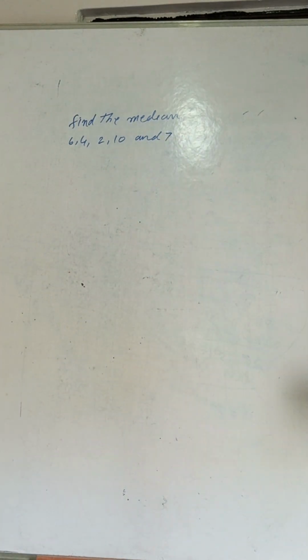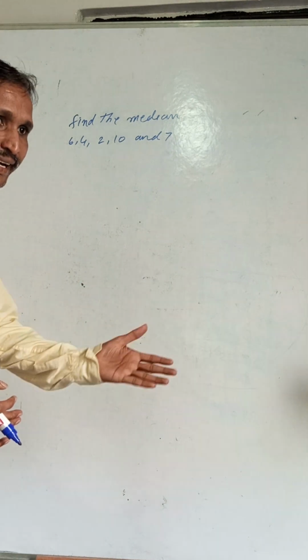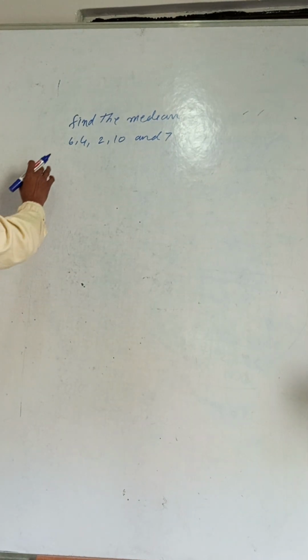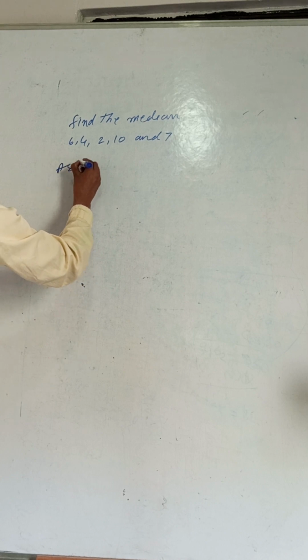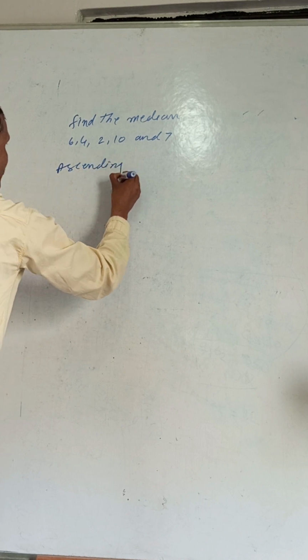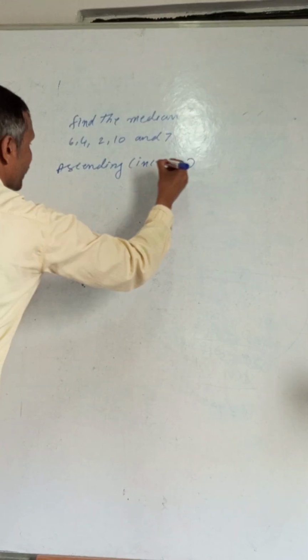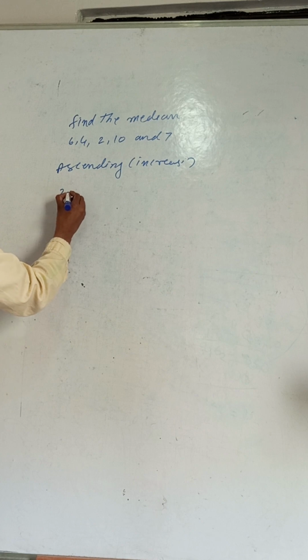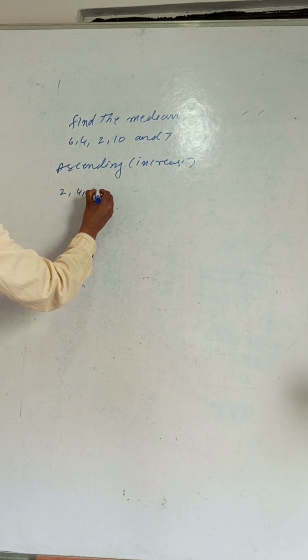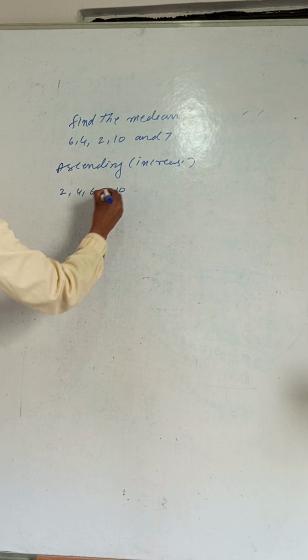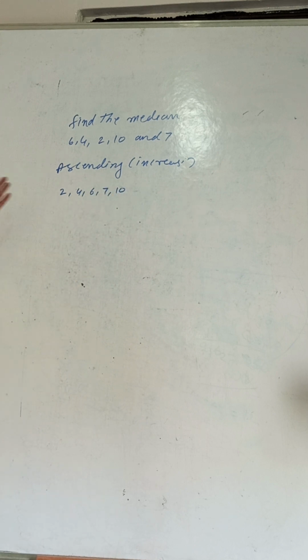In the last video that was uploaded, I explained how to find the median for ungrouped data. So this is ungrouped data. For finding the median of ungrouped data, first of all we have to arrange the numbers in ascending or descending order. We arrange in ascending order, which means increasing order. First comes 2, then 4, then 6, then 7, then 10.